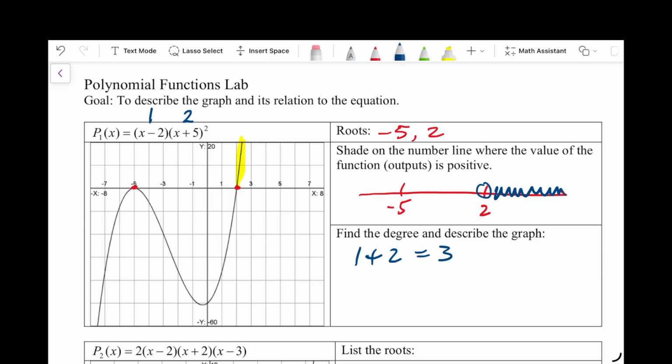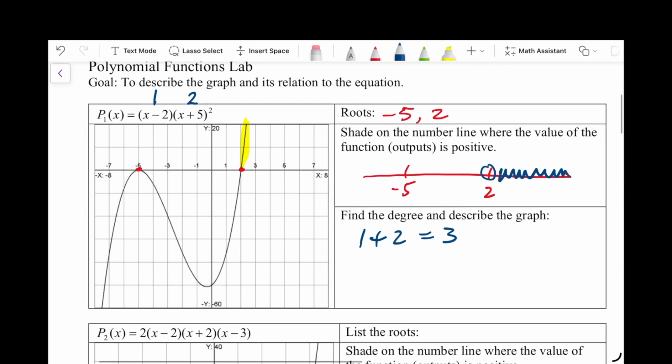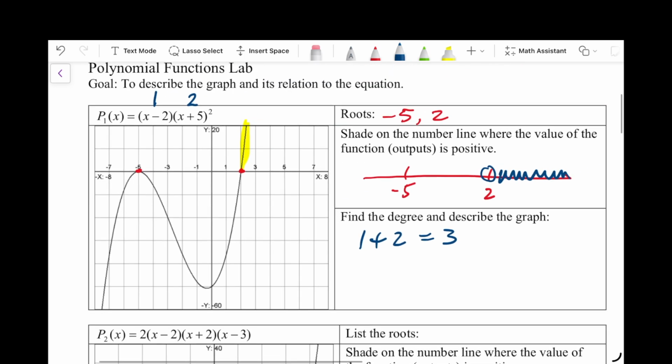Here's another way to do it. Trace along the graph, and every time you turn around, count that as a separate number. Here's what I mean. Watch me as I do this. 1, 2, 3. There's your 3.